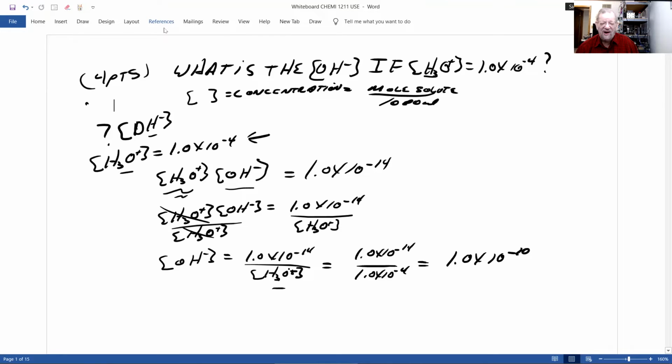Now, 1.0 divided by 1.0 is 1.0, but 10 to the C divided by 10 to the D equals 10 to the C minus D. In this case, we had minus 14 minus 4, and that equals minus 10.